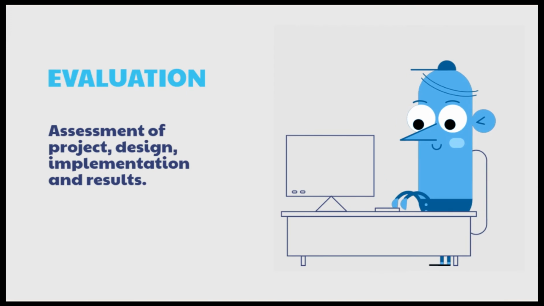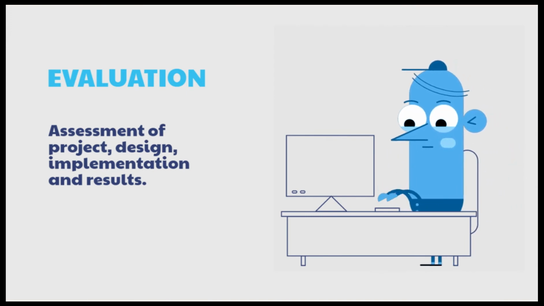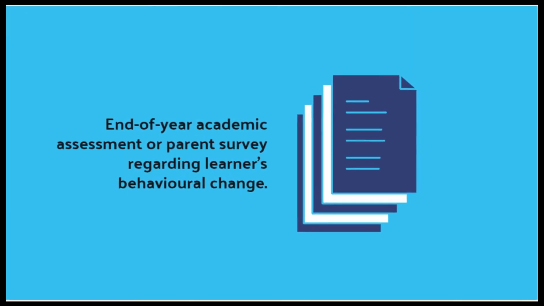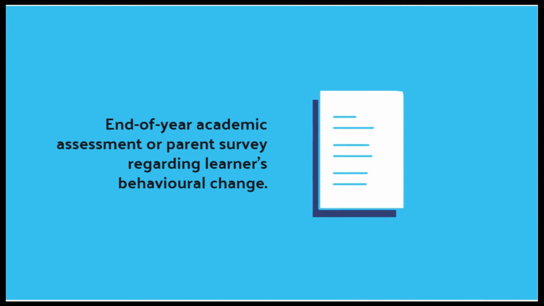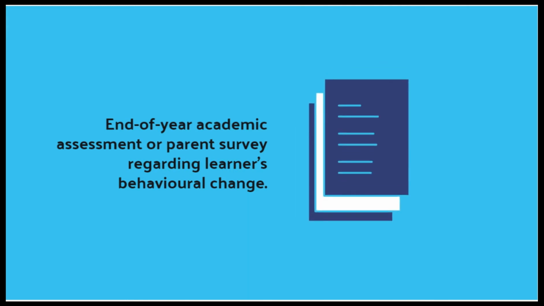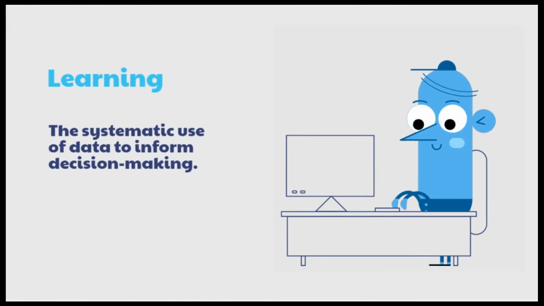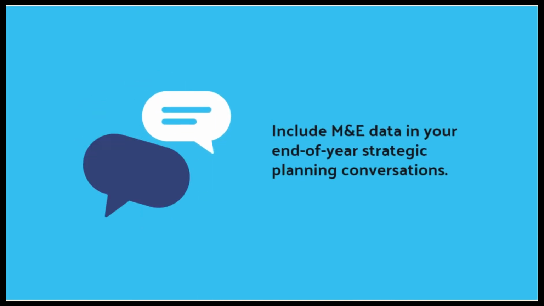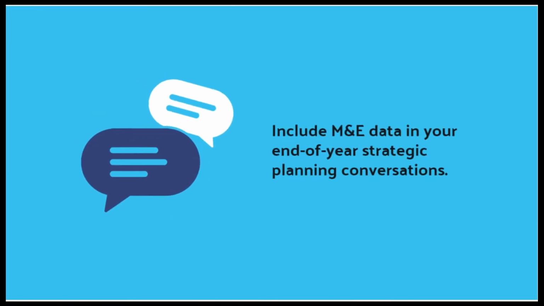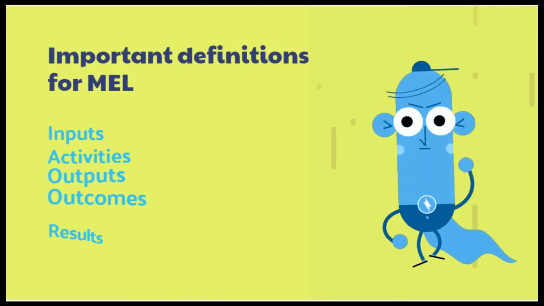Evaluation is a systematic and objective assessment of a program, its design, implementation, and results. An example of evaluation is an end-of-year academic assessment or a parent survey regarding learner behavioral change. Learning is the systematic use of data to inform decision-making. An example of learning is to include monitoring and evaluation data in your end-of-year strategic planning conversations.